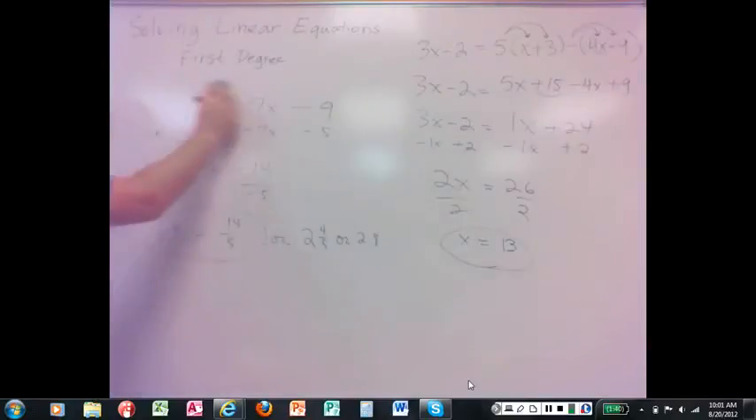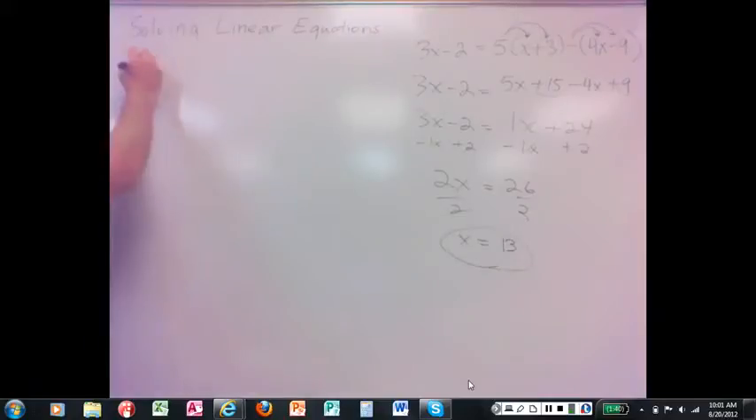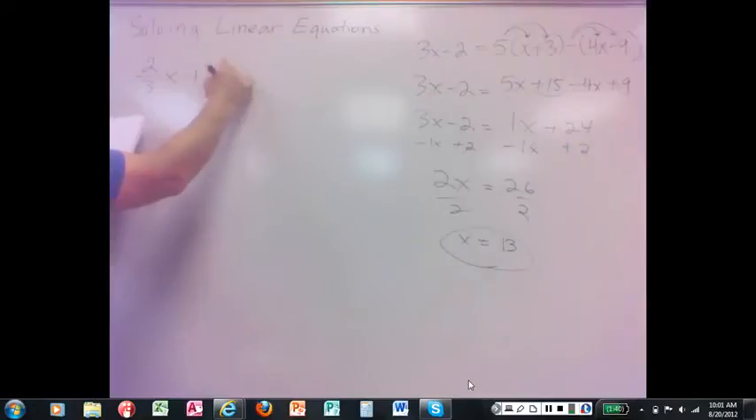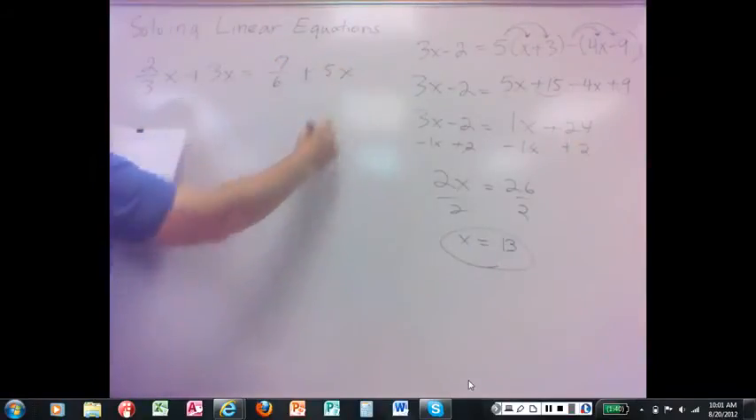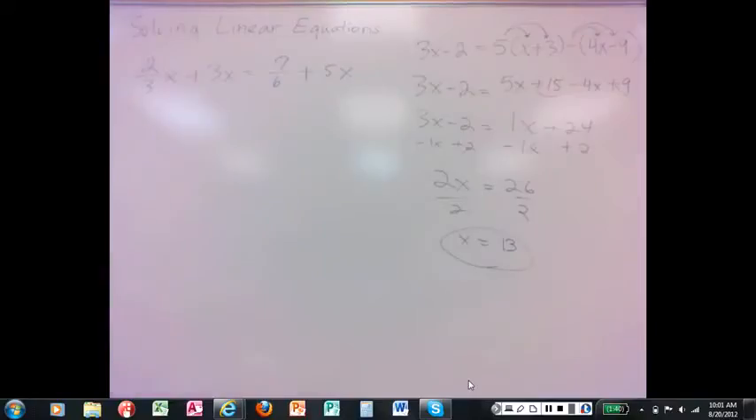That's mainly just covering a little territory here. Make sure we all got some things. One other thing, fractions. How to deal a little bit with that. Let's say we've got 2/3 x plus 3x equals 7/6 plus 5x. What to do about the fractions? Well, you can leave fractions in, but one other thought would be to get rid of the fractions, clear fractions.